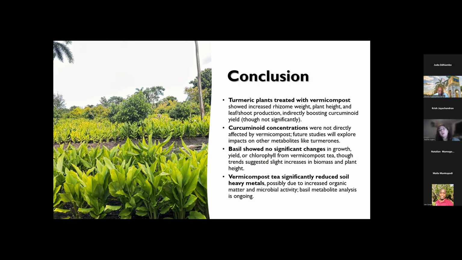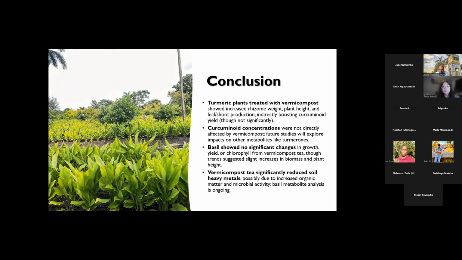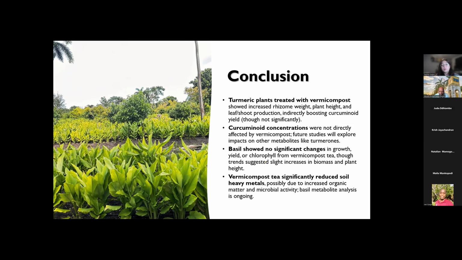In the future, I would like to test another aspect of the secondary chemistry in turmeric. I would like to focus more specifically on the volatile compound group known as turmerones, which are also used in pharmaceutical production. And these also come from turmeric rhizomes.